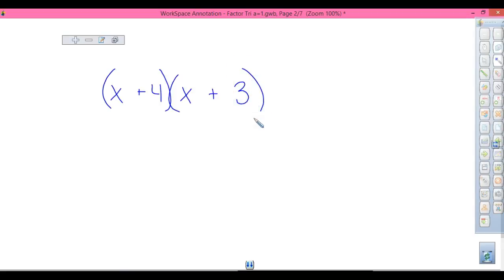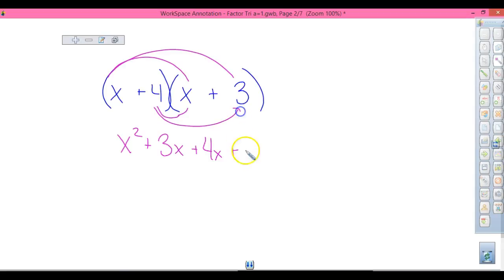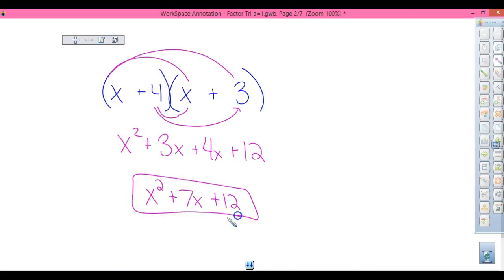Okay, let's multiply this out. x times x is x squared plus 3x plus 4x plus 12. When I combine my little terms, I end up with x squared plus 7x plus 12.